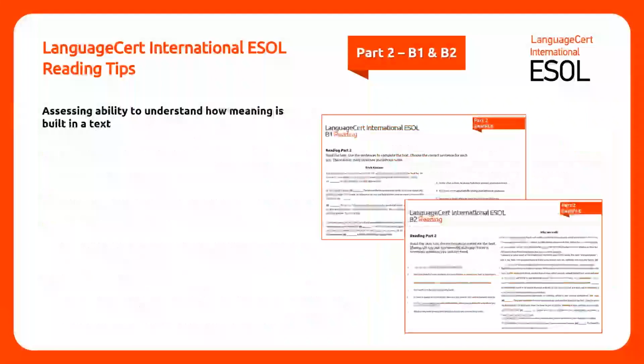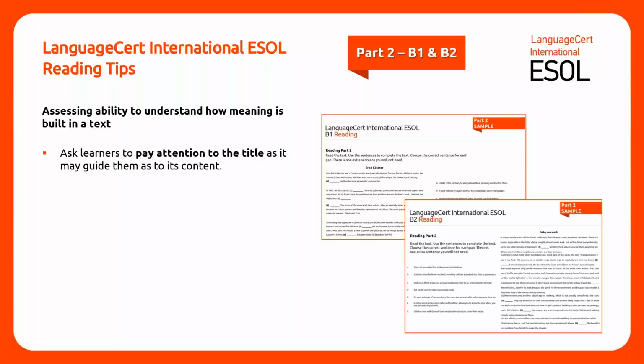As far as Part 2 is concerned, note that at both B1 and B2 levels, the aim is to assess the candidate's ability to understand how meaning is built up in a text. First of all, ask learners to pay attention to the title, as it may guide them as to its content.